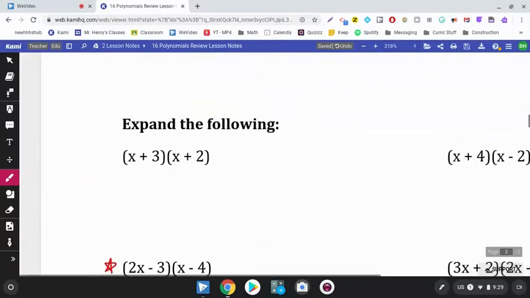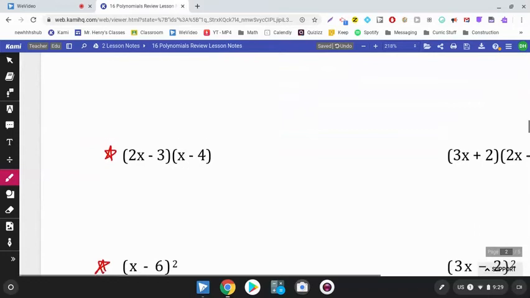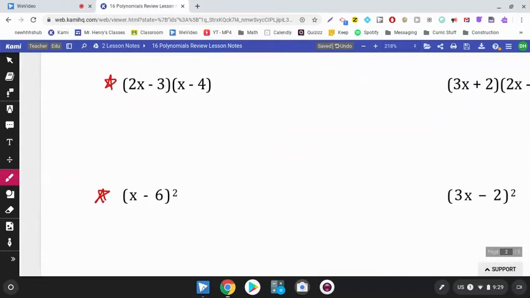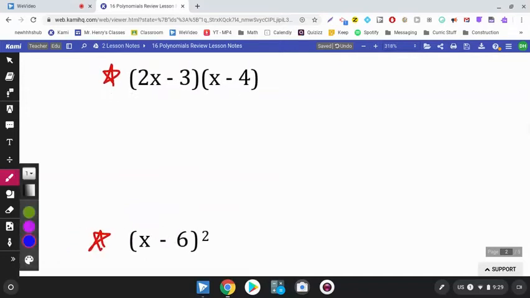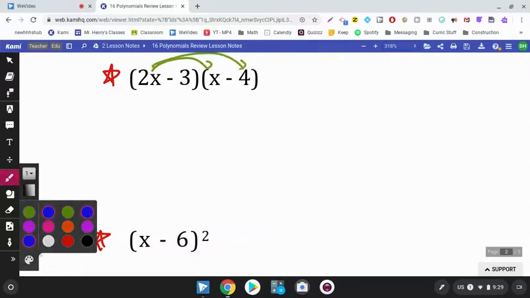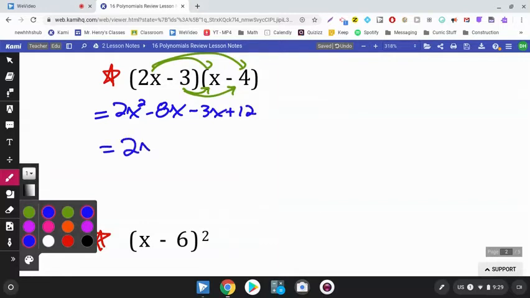What are we looking at? Oh, okay. A little bit of FOIL. Okay, a binomial times a binomial. This is where we had to remember repeated distribution. Okay, where I had to say, well, I'm going to distribute that 2x, or I'm going to multiply the first and the outer, and I get 2x squared minus 8x. And then I also have to distribute this negative 3. So I get a minus 3x and a plus 12. And then I combine my like terms, which are already grouped in the middle. 2x squared minus 11x plus 12.